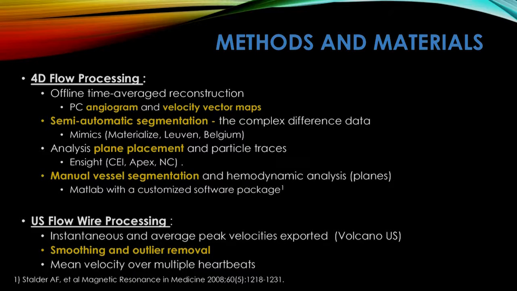For the ultrasound system, it's a Volcano ultrasound system, which it's kind of hard to find details on, but the wire essentially you feed through the catheter and then you can get like a 5,000 hertz output of instantaneous velocity and average velocities. So we smooth that data and then remove some outliers and then do an averaging over multiple heartbeats. So we usually record about 10 cardiac cycles for that.